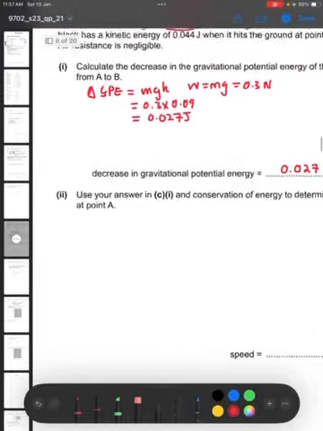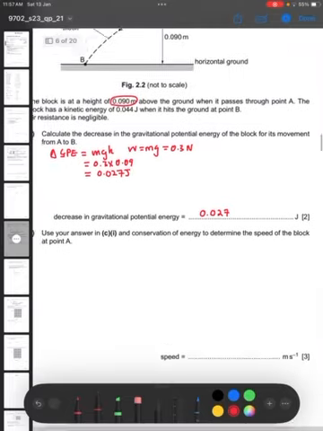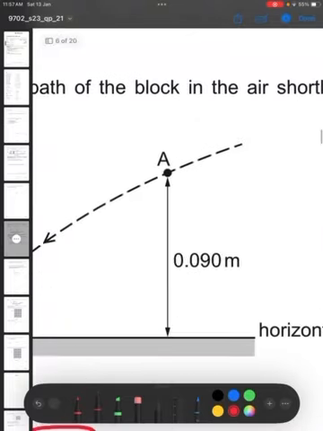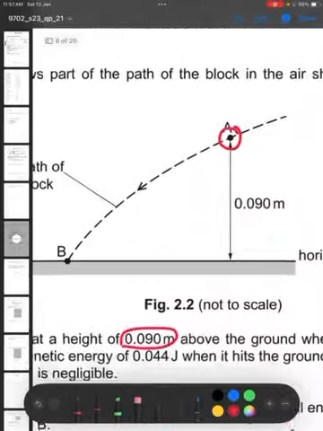Now the next part of the question says, use your answer in C1, the 0.027 that we just found, and conservation of energy to determine the speed of the block at point A. So we want to find the speed of the block when it was at this point A here. What was its speed? We are going to use the conservation of energy. So we need to know the energy it had at A and the energy it now has at B.